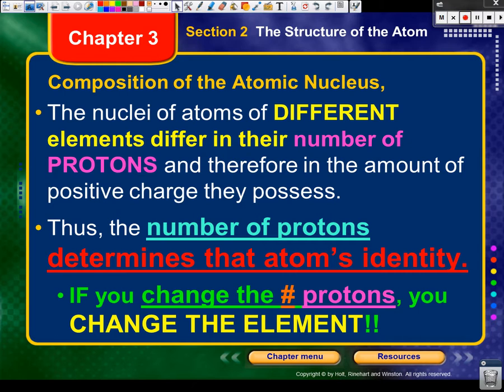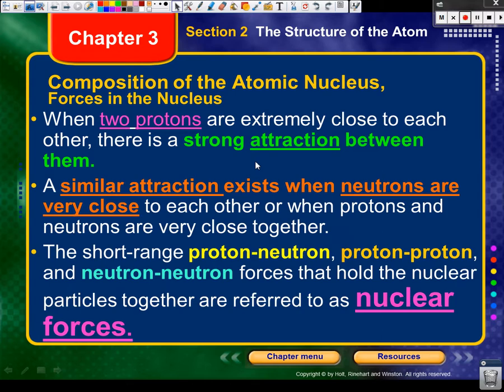Okay. Now, does every calcium have exactly 20 neutrons? What do we call those things that have different numbers of neutrons? An isotope. Do all calciums have 20 electrons? No, and we'll talk about that in the next chapter. We'll talk about ions. So if you change the number of protons, you change the element. Okay, period, point blank. No questions about it. If you change the protons, you change the element.